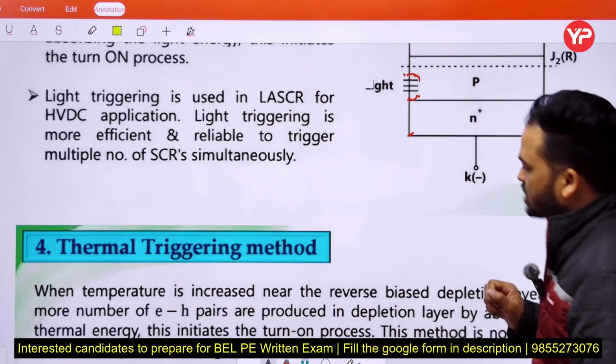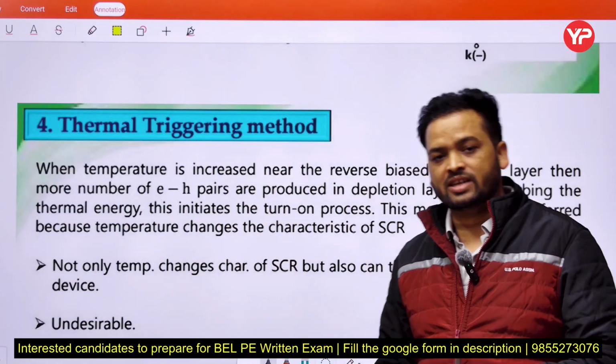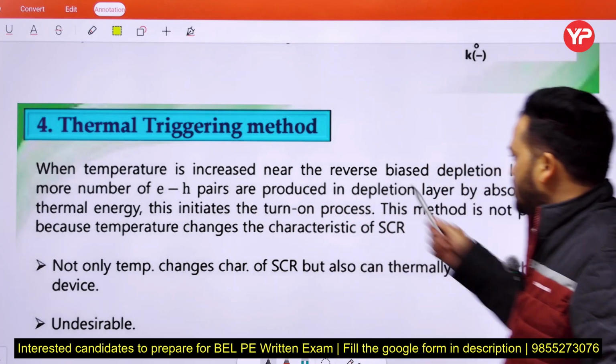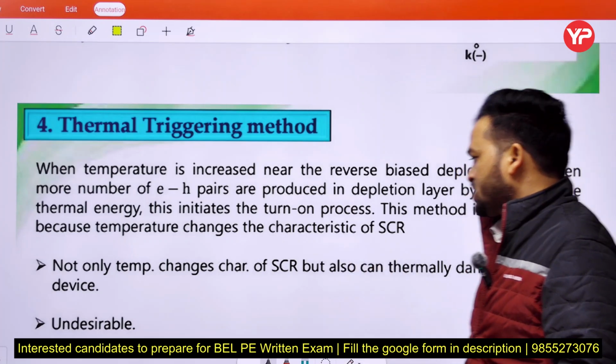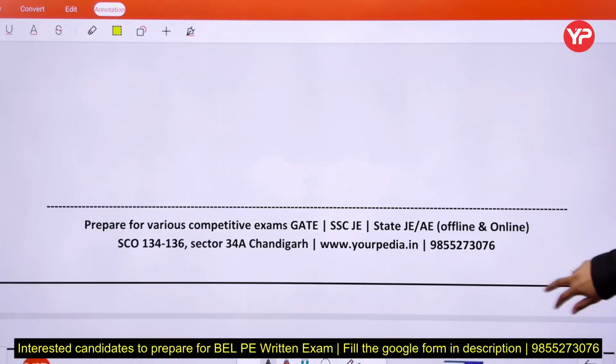Next, fourth, thermal triggering. Thermal triggering is also an undesirable method, because it triggers the SCR in a wrong way. When temperature is increased near the reverse bias depletion layer, more electron hole pairs are produced in the depletion layer by absorbing thermal energy. This initiates the turn on process. This method is not preferred because temperature changes the characteristics of SCR, and it can also thermally damage the device. This method is also undesirable.